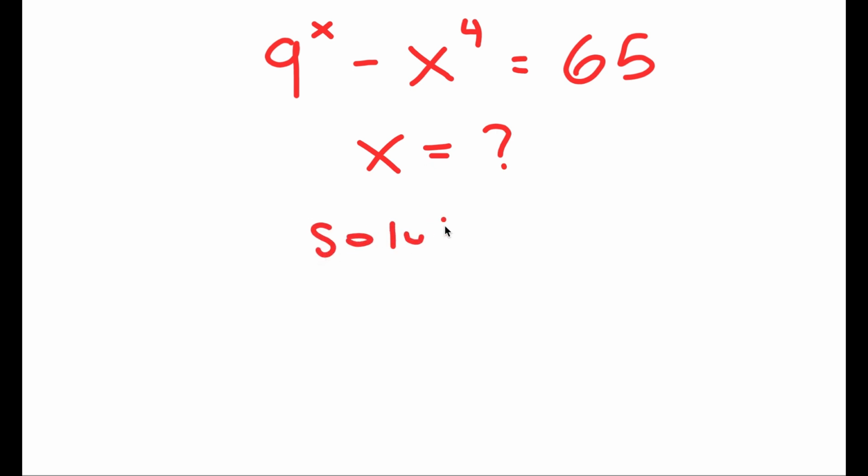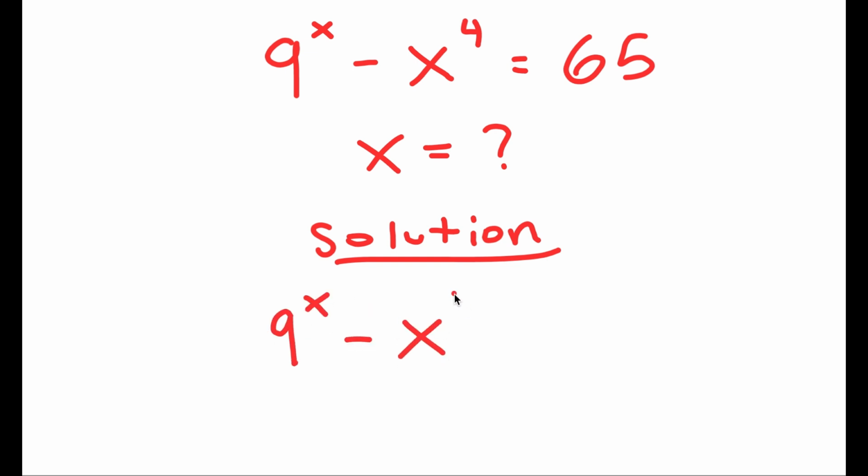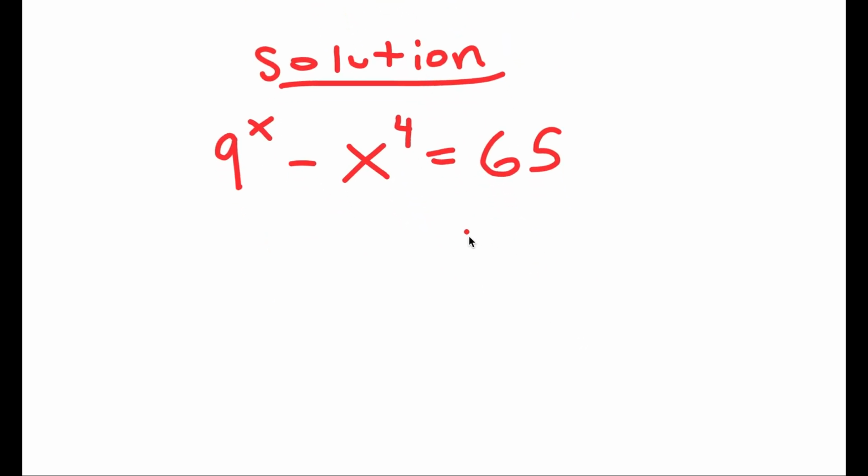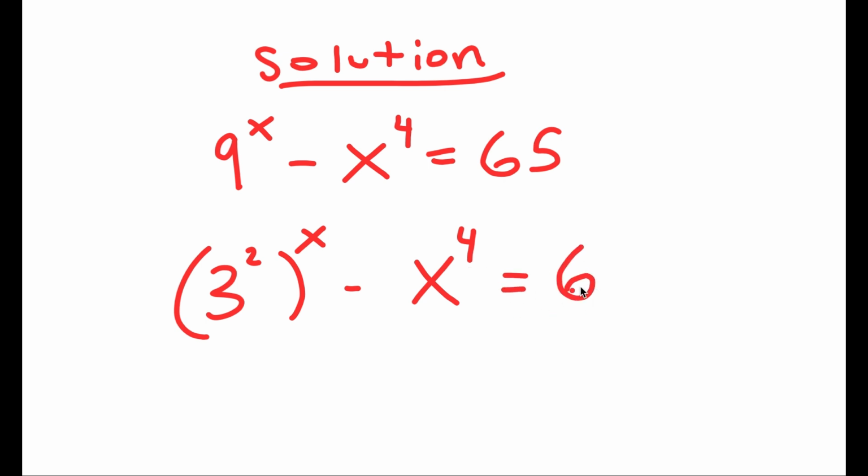So for my solution, I'm going to first start by writing down my equation. So I have 9 to the power of x minus x to the power of 4 is equal to 65. And I'm going to start off by rewriting 9 as 3 squared. So now I have 3 squared to the power of x minus x to the power of 4 is equal to 65.